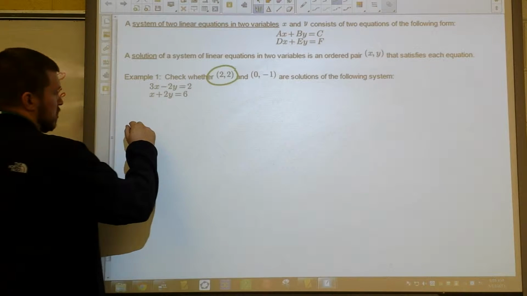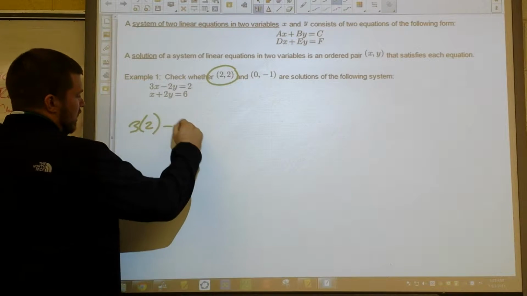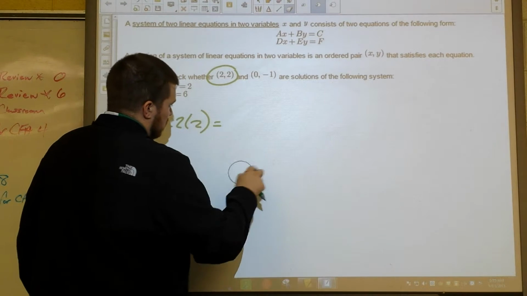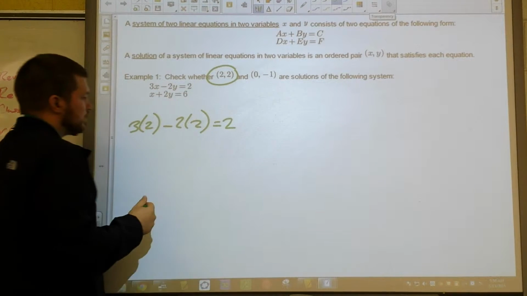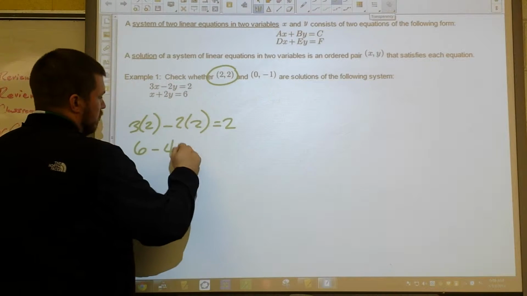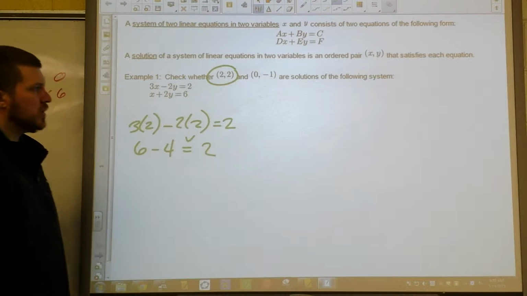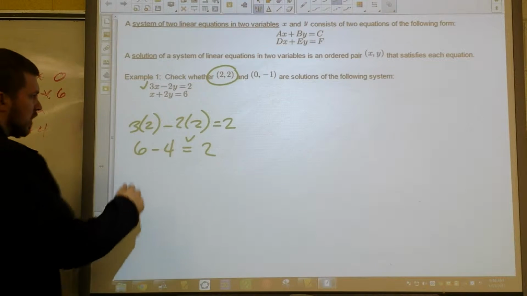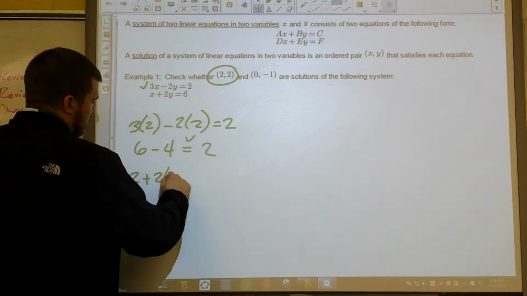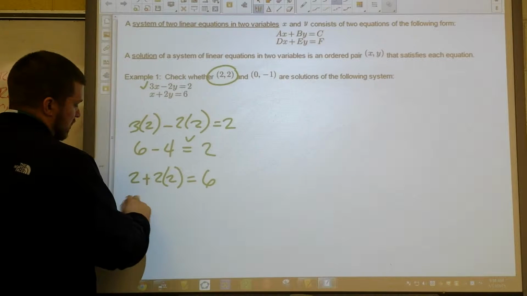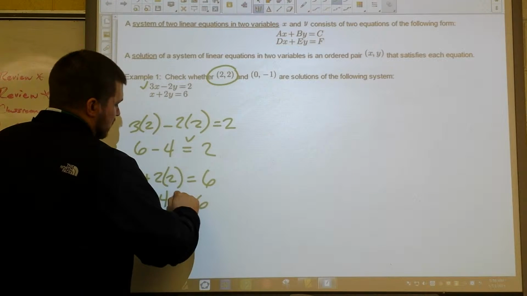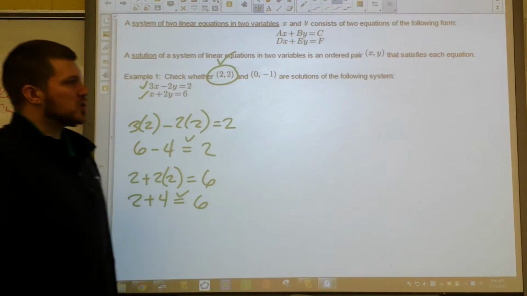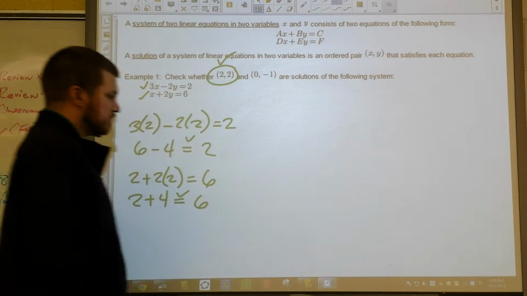So for the first equation, I have 3 times 2 minus 2 times 2 equals positive 2, and I want to see if that comes out to be true. So I have 6 minus 4, and that is in fact 2. So we know that ordered pair works for the first equation. Let's check the second equation now. I have 2 plus 2 times 2 is supposed to be equal to 6. So 2 plus 4 is in fact 6. Both equations are true, so yes, the ordered pair 2 comma 2 is a solution of this system.